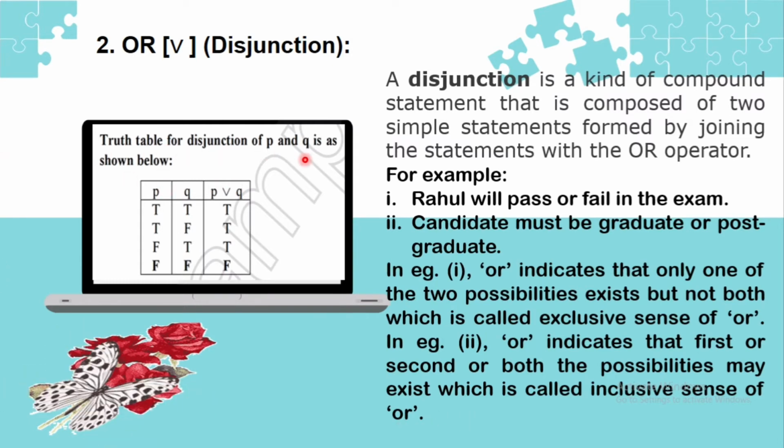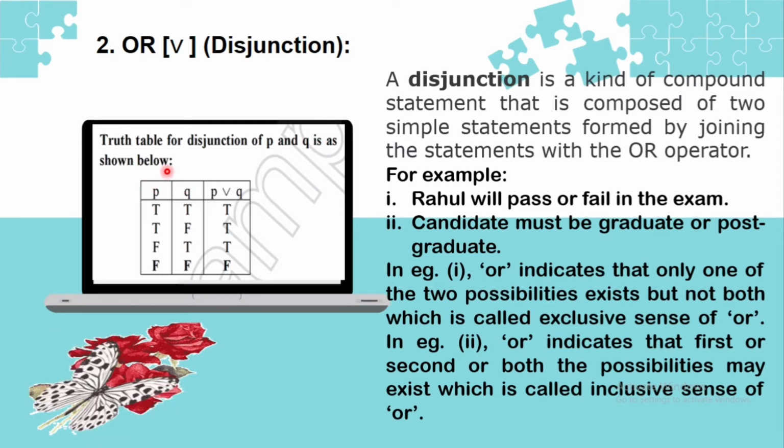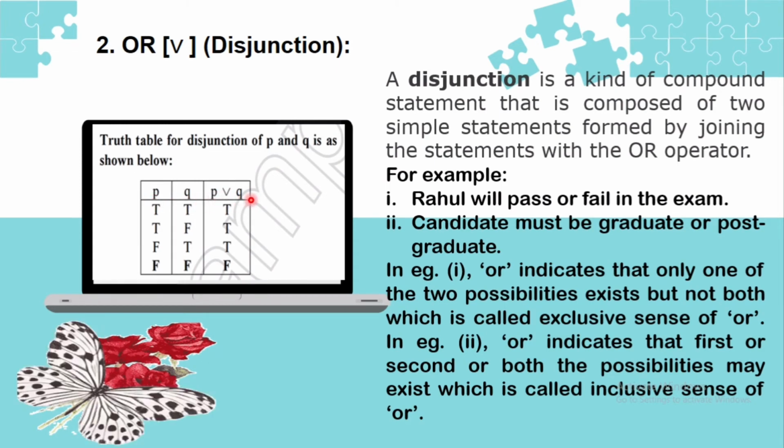Truth table of disjunction of P and Q is as shown below. P, Q, P or Q. True, true, then true. True, false, then true. False, true, then true. False, false, then false.